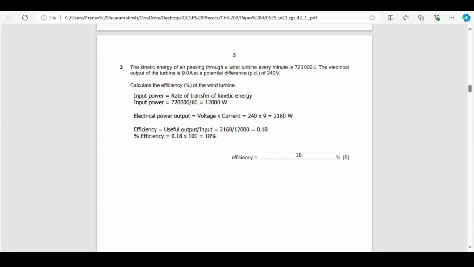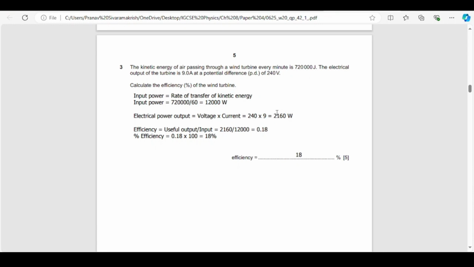If we look in terms of the output power, we saw in the previous paper that the electrical power output is the product of the voltage and the current, or the potential difference and the current. So we know the potential difference is 240 volts. We know that the current is 9 amps or 9 amperes. And if we multiply that out, we get a value of 2160 watts. So that is the electrical power output, and that's the useful power output.